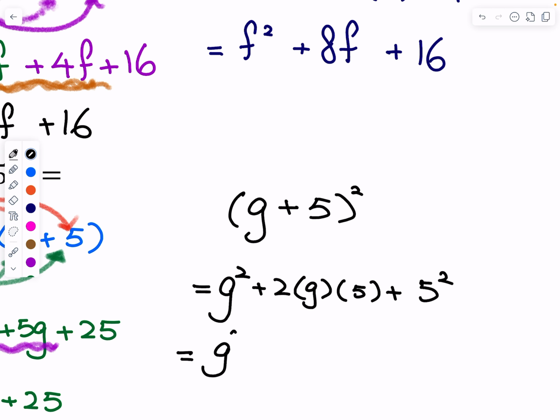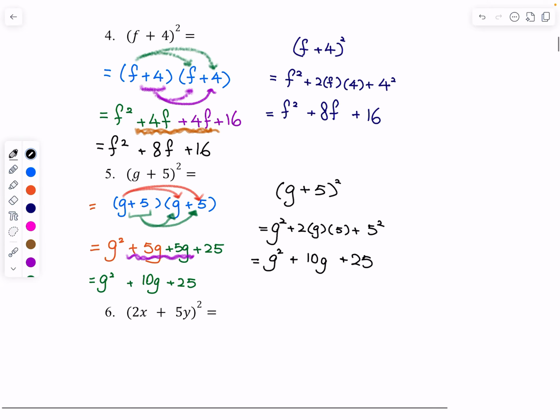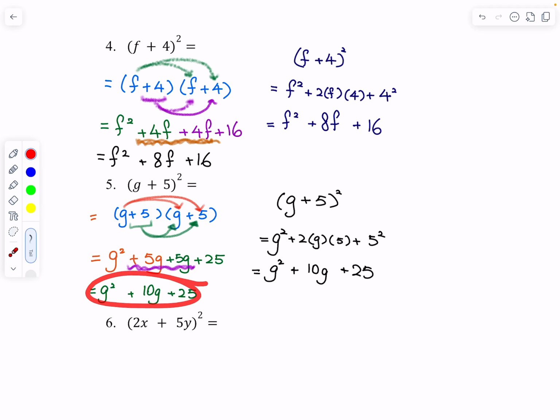So g², and 2 times 5, 10g. Then the last part, 5². 5 squared means 5 times 5, which is 25. So of course, in the end, they will still have the same answer.